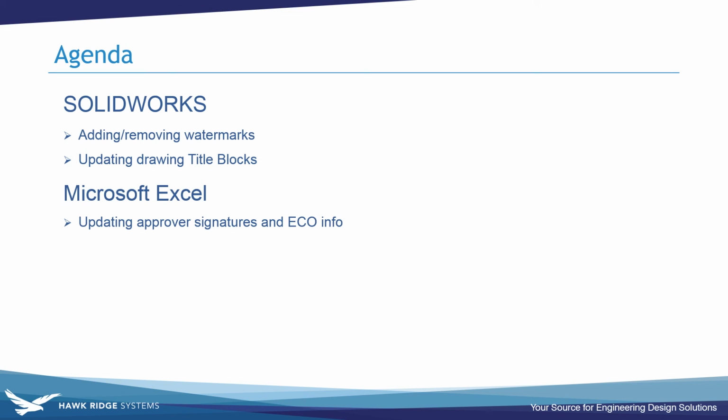We edited our Microsoft Excel ECO documents with approver signatures and other info like date and customer and all that kind of information, so that it minimizes the amount of typing that our users have to do. And really quickly, we added a Word mapping and macro so that it automatically updates that document, as soon as it's opened, with the values in our PDM file.